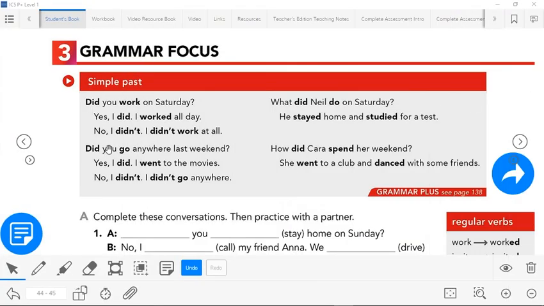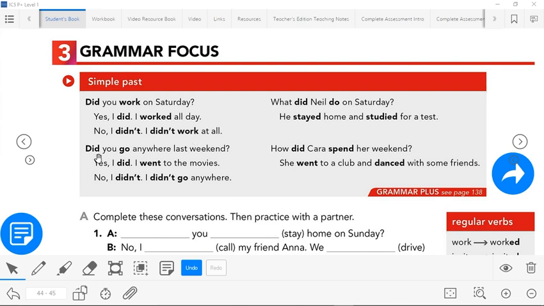Let's see here. Did you work on Saturday? You see, we don't have the verb in past here because we already have did. And the answers can be yes, I did, or no, I didn't. You can continue with that using a past sentence. Yes, I did. I worked all day. No, I didn't. I didn't work at all.